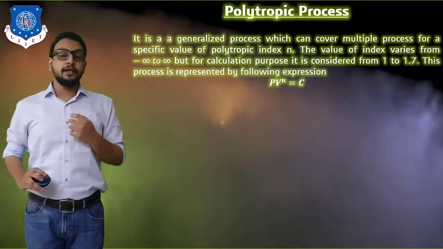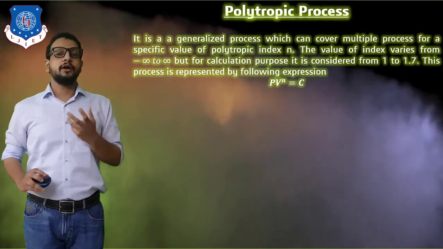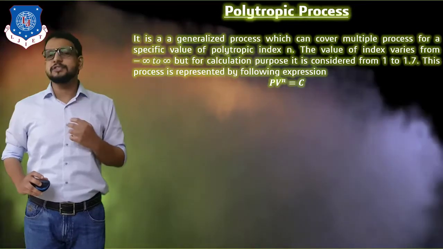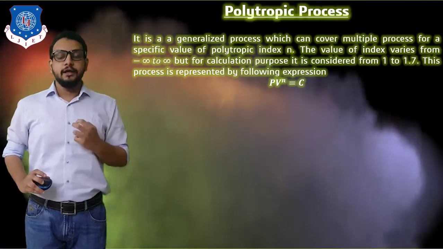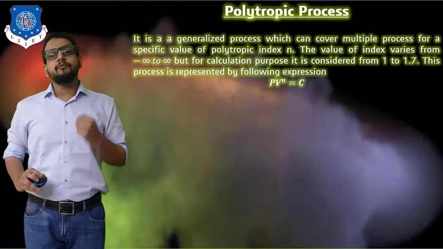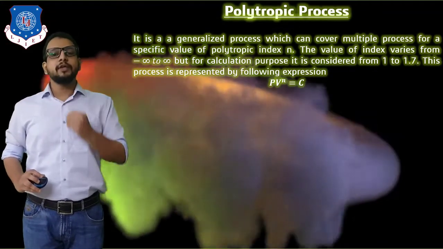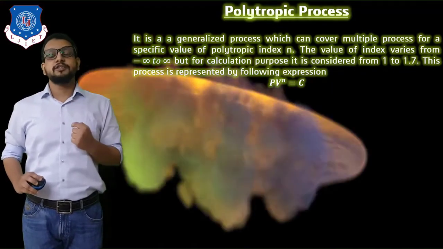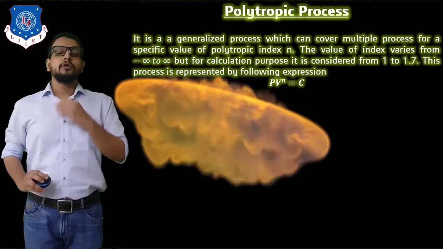For example, in case of our adiabatic process, there was an index called adiabatic index, that is gamma. So for this particular process, let's say this process also has an index that is called a polytropic index, small n. The value of this index can vary from minus infinity to infinity, but for calculation purpose, we will consider it from 1 to 1.7. This process is represented by the following expression, which is given on your screen, that is Pv raised to n is equal to constant.